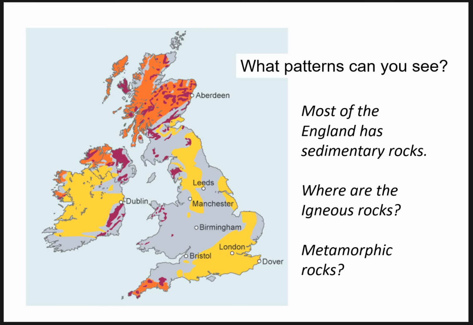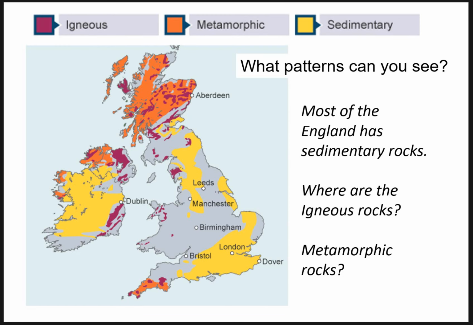So take a careful look at this map, courtesy of the BBC and BBC Bitesize website. Before I tell you anything else, I'd like you to look for patterns. Where are the sedimentary rocks? Where are the igneous rocks? And where are the metamorphic rocks? Now, obviously at this point I haven't put the key on, but if you studied uplands and lowlands lessons with me, that should be pretty easy and basic.